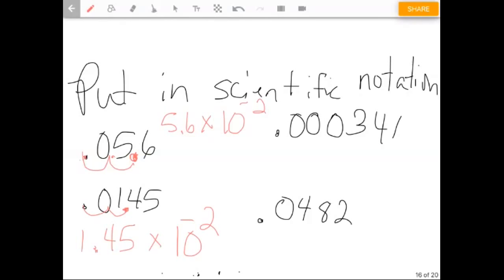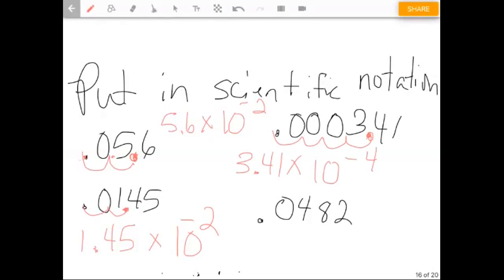0.000341. If I want the number between 1 and 10, I'm going to put the decimal between the 3 and the 4. So I have 3.41, because 3.41 is between 1 and 10. And then here it is. To get to the original, I go 1, 2, 3, 4. And since I'm going to the left, it's negative 4. So go ahead, pause it, try the last one, and then come back and check in.